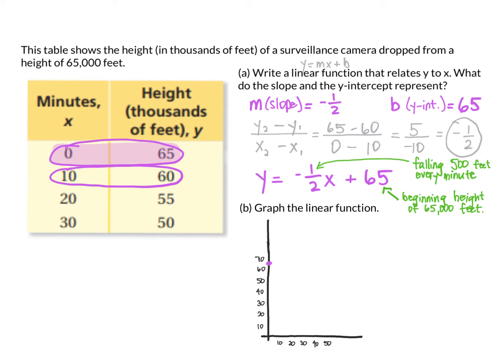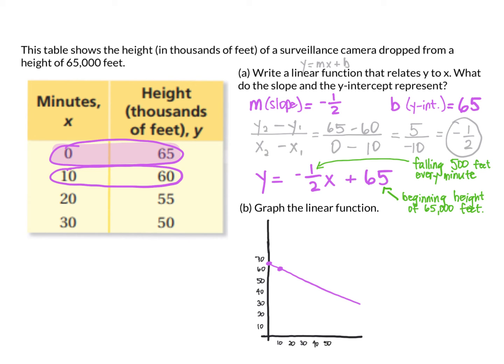Okay, and then I need one more dot to connect the line, right? So I'm going to use this next one. At 10 minutes, it is 60, so 10 and 60 right there. 10 and 60, and then I just need to connect those dots. And that is what the line will look like.